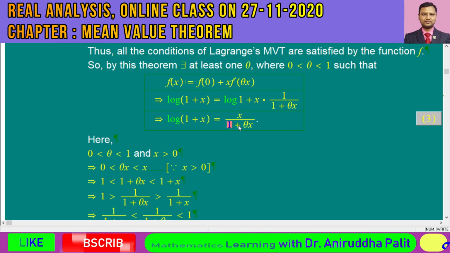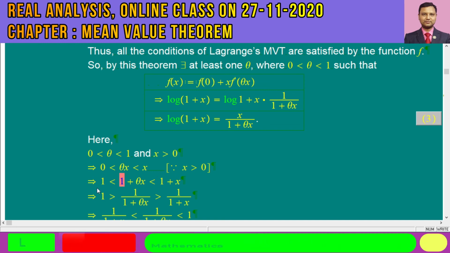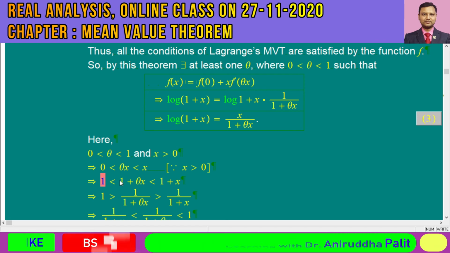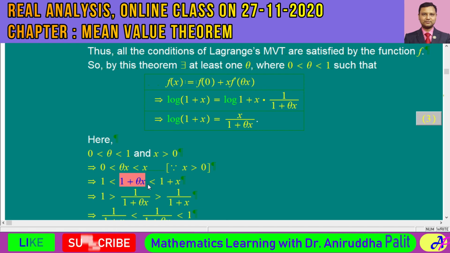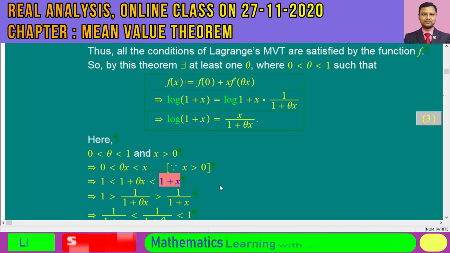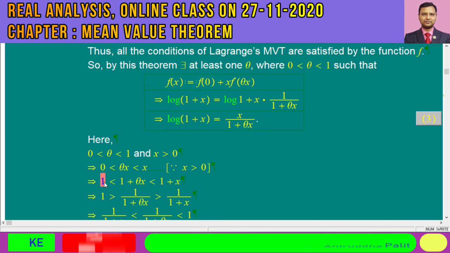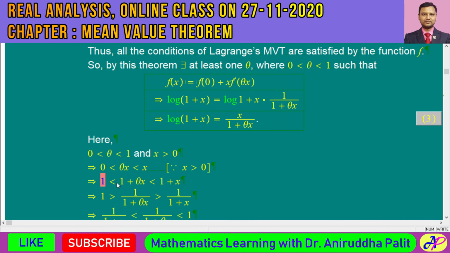Now what to do? In order to generate this expression, we have to add 1 throughout this inequality. So I am adding 1: on the left hand side, we will get 1. On the middle term, you will get 1 plus theta x, and on the right hand side, we will get 1 plus x. Now, this 1 is a positive number. So something greater than 1 would also be a positive number. So this is a positive quantity, and this is also a positive quantity. Fine, all of them are positive.